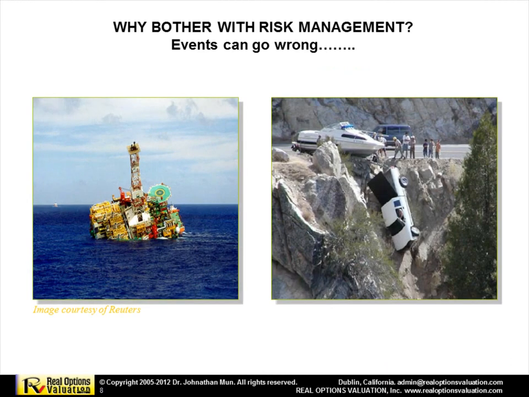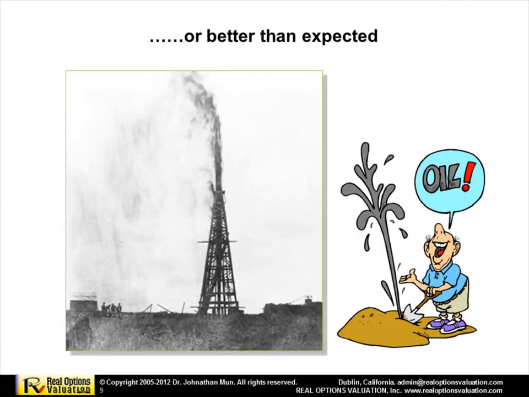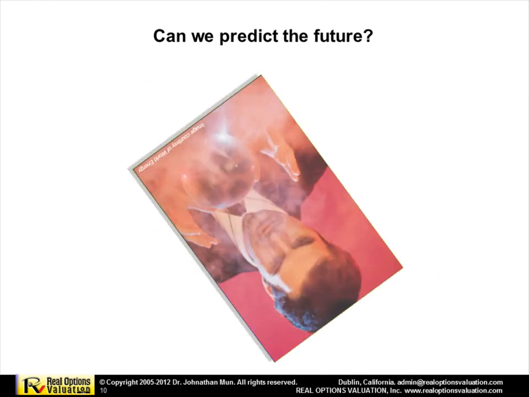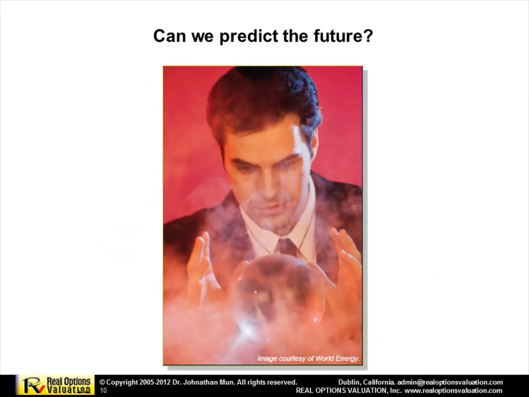Why do we care about risk? Well, because things can go really, really wrong, as you can see in these pictures. Or things can go really, really well, better than expected, like in this oil and gas example. So it could go zig, it can go zag. Things can go up, things can go down. The question is, can we look into this magic ball and try to predict the future? You can try, of course.